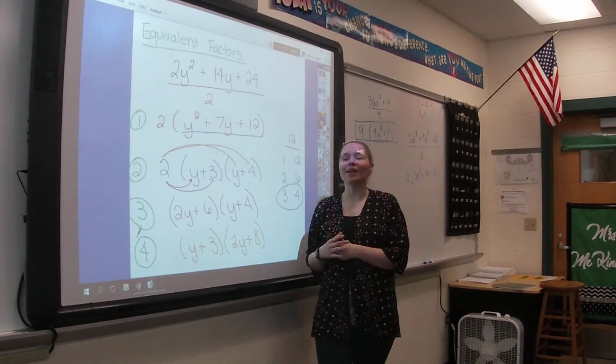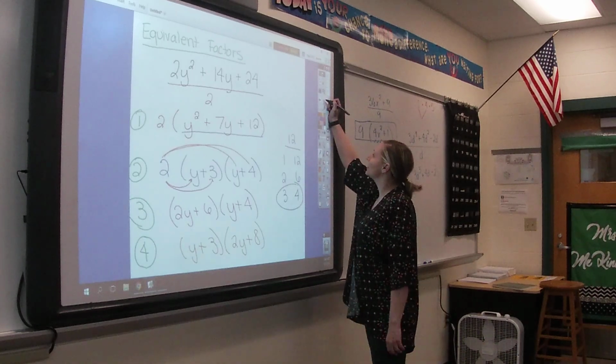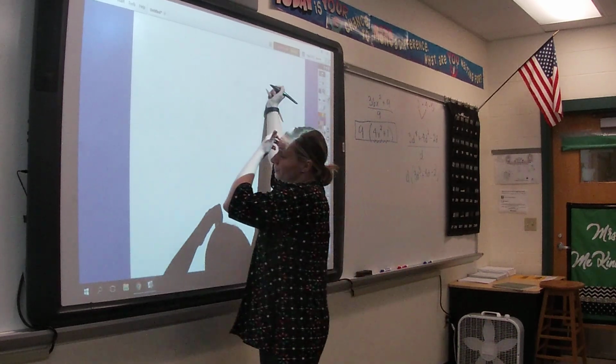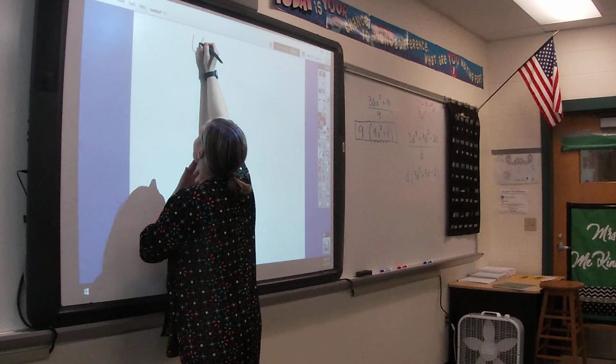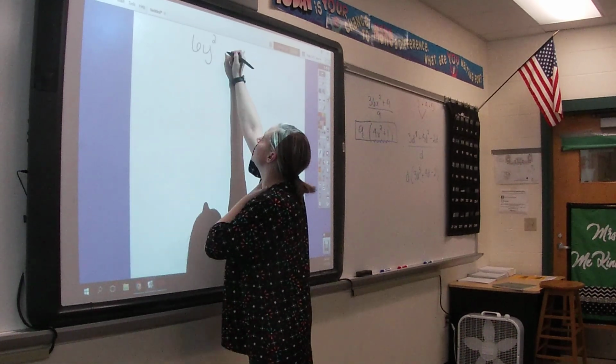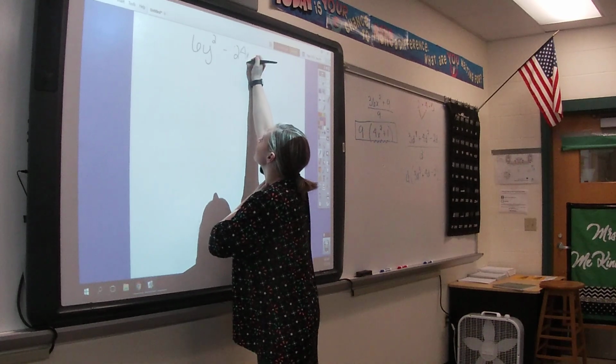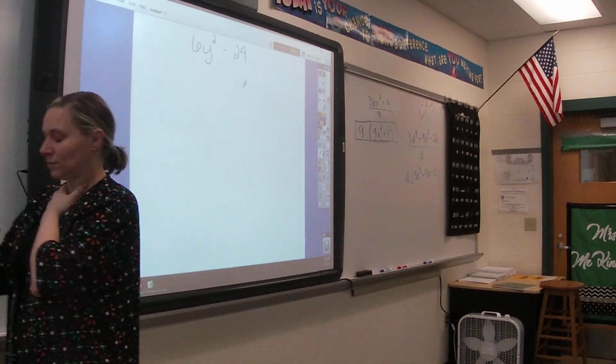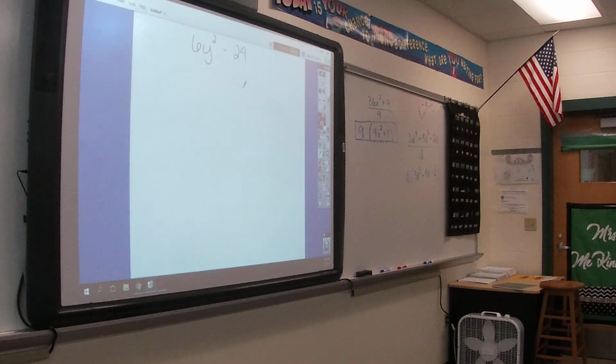But let's look at another problem. Let's say we have something like, let's also stay pretty simple, 6y squared minus 24. This is a special case, but there's a GCF.